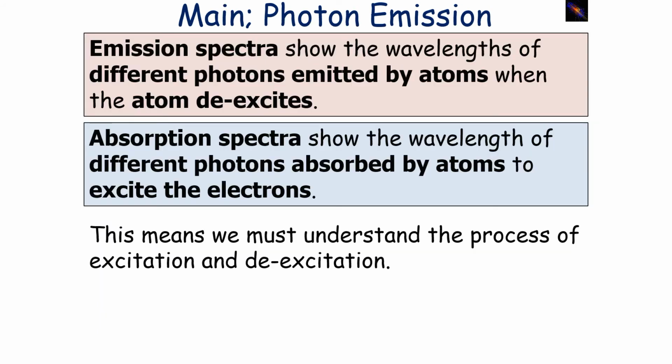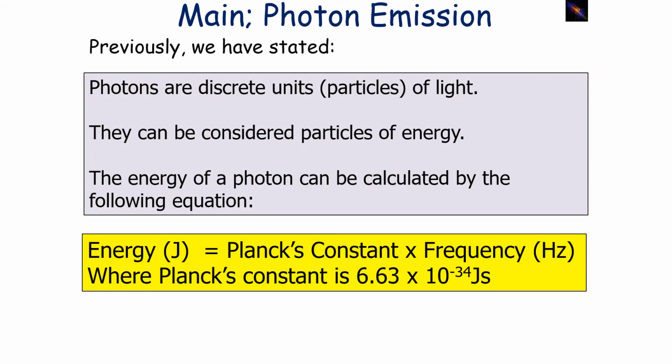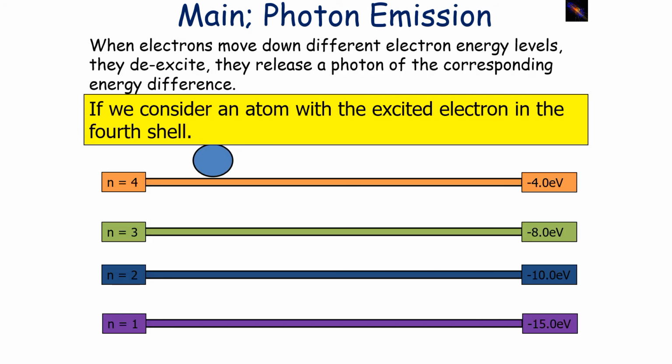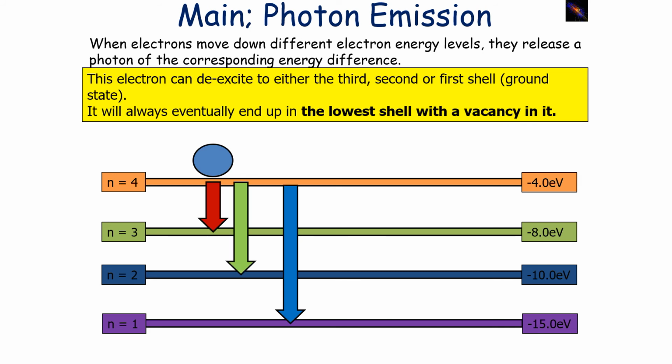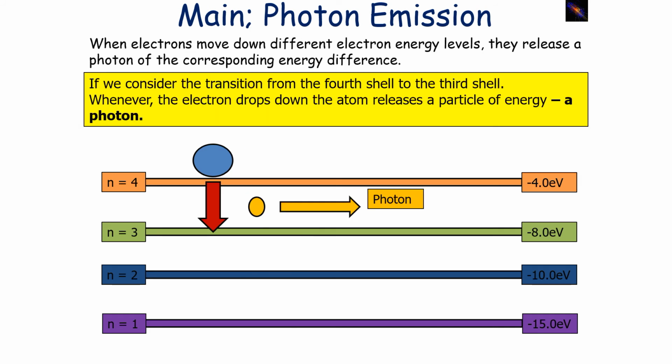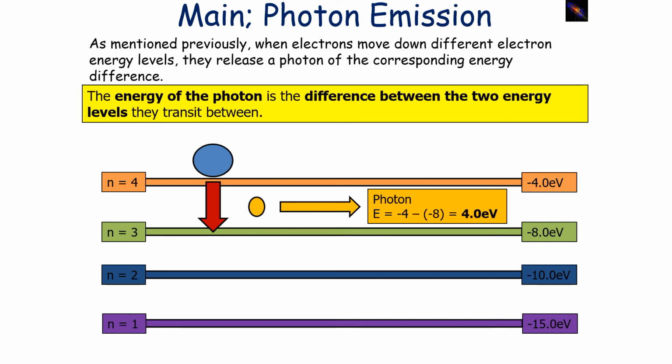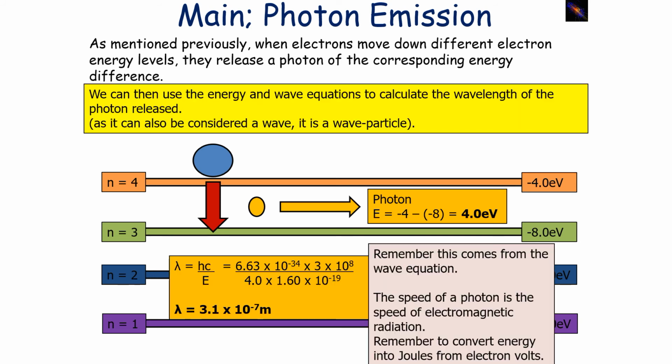So emission spectra show the wavelengths of different photons emitted by atoms when they de-excite. The absorption spectra show the wavelengths of different photons absorbed by atoms to excite the electrons. So if we look at this example, an electron in the fourth shell could de-excite to the third, to the second, or the first shell. So what happens is when they do this, they release a photon with an energy equivalent to the difference between the two levels they're moving between. You can then use this to work out the wavelength of that particular photon. Now, it's important to note the energy when you do this must be in joules, not eV.